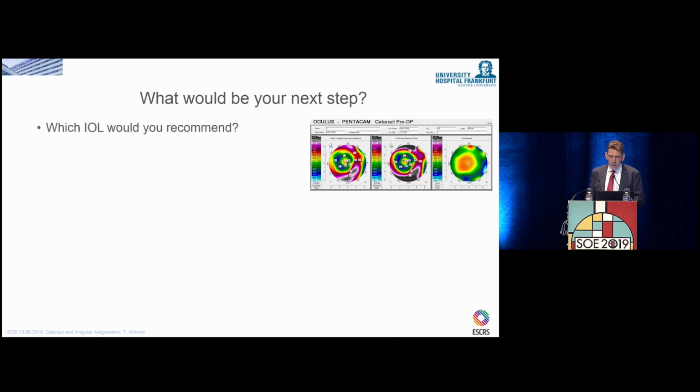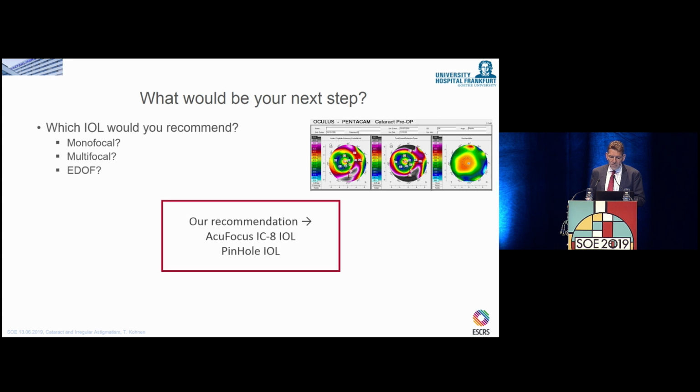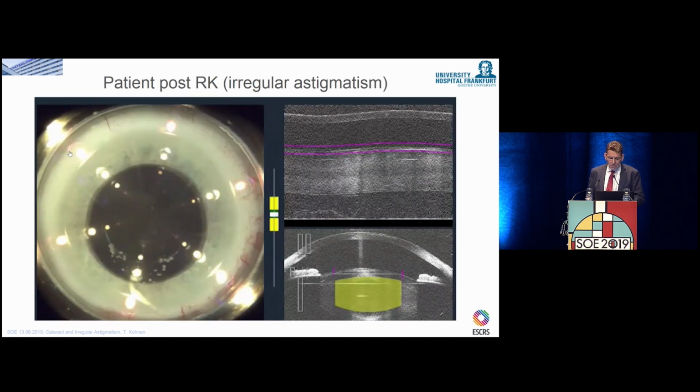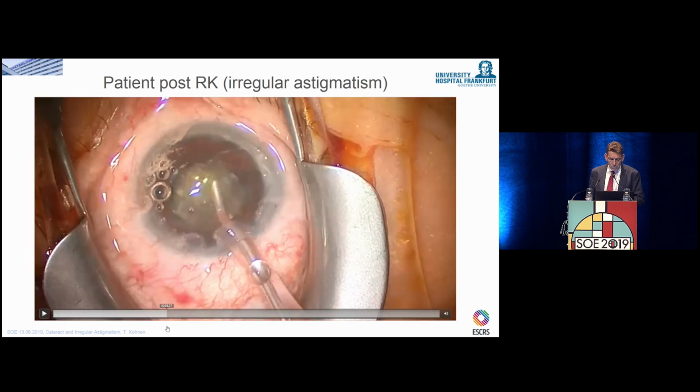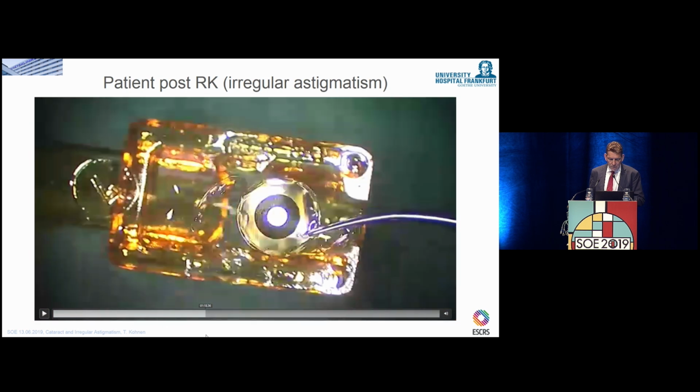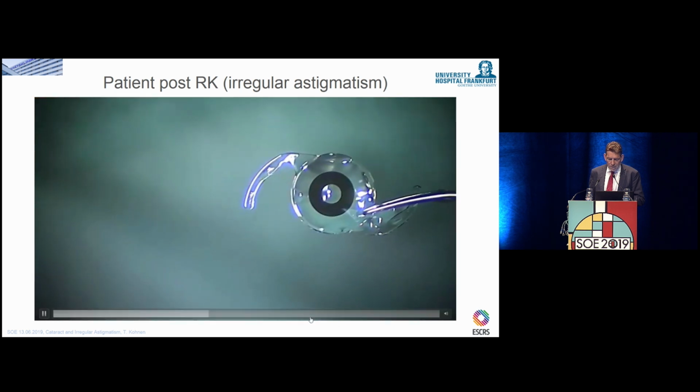And as I pointed out, our patient here, which I already highlighted, we decided not to put any normal lens. We put an AcuFocus IC-8 IOL with a pinhole effect. Very shortly, you can see here the surgery. We used a femtosecond laser procedure, which you have to be careful with. I like to go quickly through this slide, basically taking out the cataract, putting this lens in.